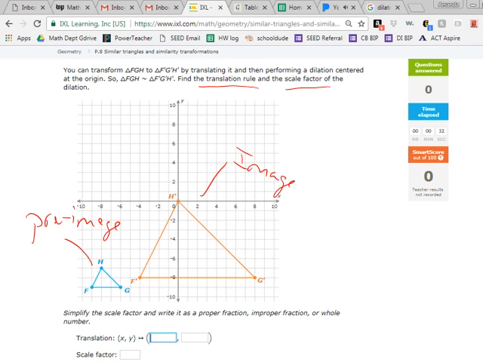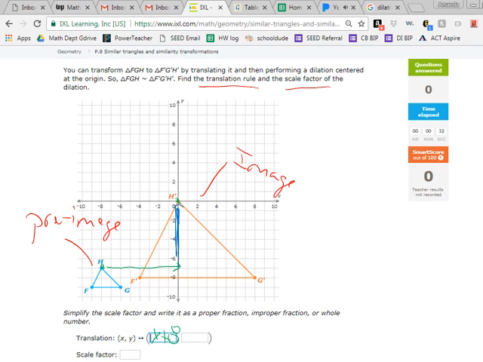I like to focus on the point that's already at the origin. So at this point it is the H to the H prime, I've got to figure out how I'm going to move that H to get it all the way up to the H prime. So I'm going to move it over this way, which is to the right, and I've got to figure out how many units I'm going to move that over. So I'm going to move that to the right 8 units, so that's x plus 8, and then I've got to figure out how many units I'm going to move that up.